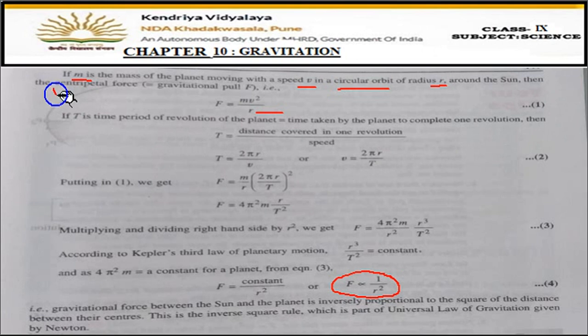Then what is the value of the centripetal force? The formula of centripetal force is F is equal to mv square upon r. Please learn this formula, right? F is equal to mv square upon r. m is the mass of the planet, v is the speed of the planet, and r is the radius of the circular orbit. So centripetal force is equal to mv square upon r.